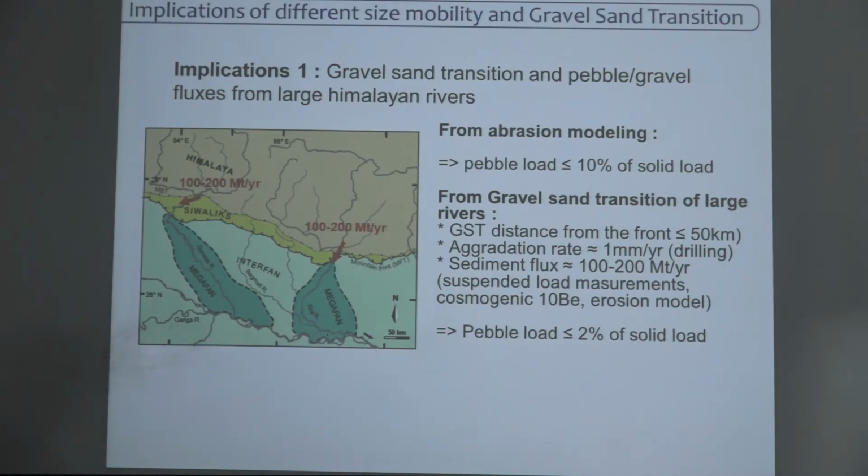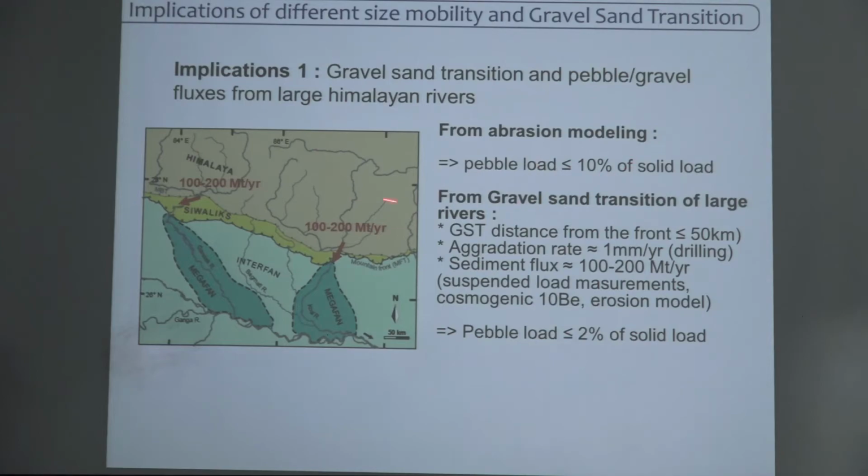So if you do this kind of calculation, you end up with, for large rivers, less than 2% of gravels compared to the sand and silt load. With the model, we had a prediction of pebble load lower than 10 to 20% arriving here, and maybe we are underestimating the true abrasion rate.